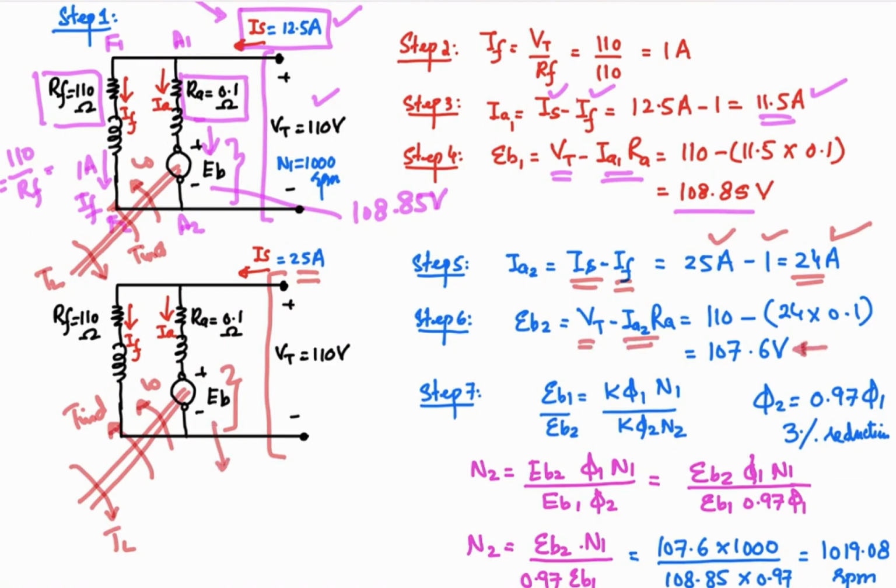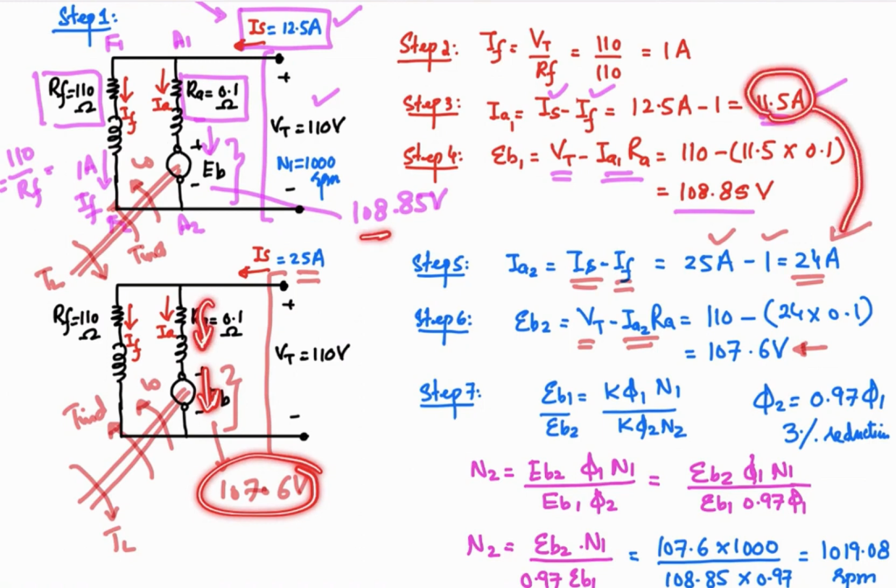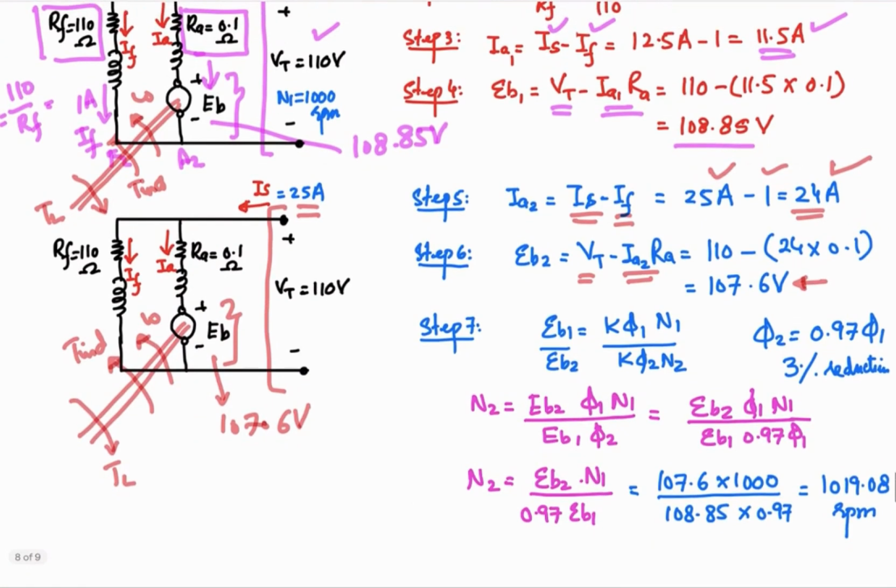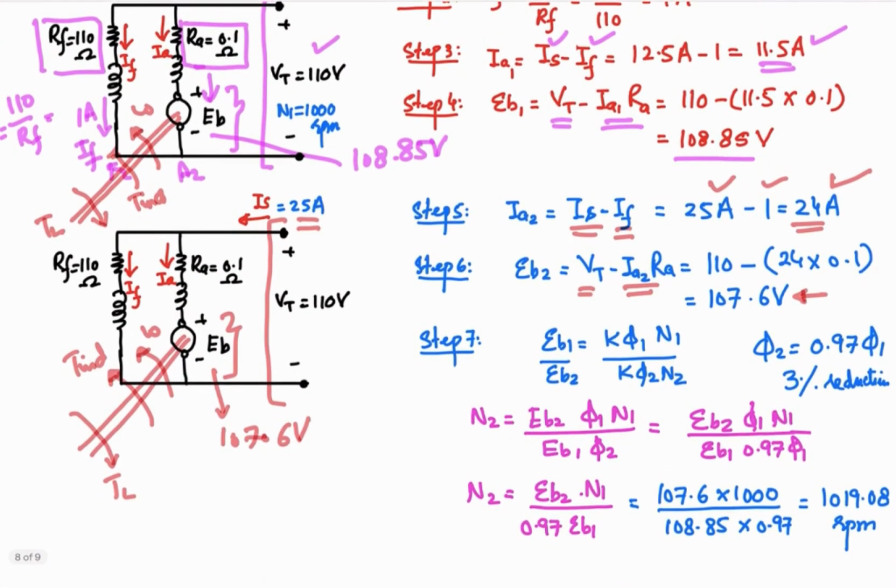So this back EMF is now 107.6 volt, and you can see it has decreased, and because of the decrease in this back EMF compared to that one, the armature current is significantly increased from 11.5 ampere to 24 ampere because of the increase of the load. More load torque, more induced torque is required, more current is required, and for that this back EMF will have to go down. Okay, now comparing the two states, as we have discussed in the previous tutorials as well, let's see how to work out the new speed.